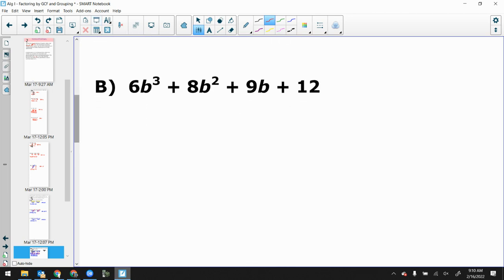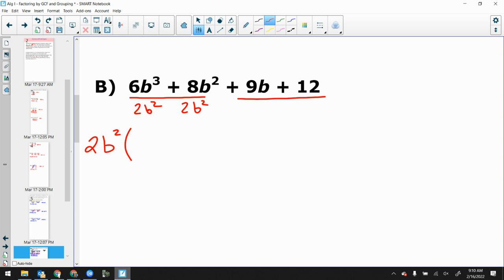First off, is this in standard form? Yeah, perfect. So what we do here is we take our first two and our last two and we group them together. What's my GCF out of just my first two terms? Danielle? 2b squared. Good. 2b squared. All right, so we write a parenthesis and we write what's left over.